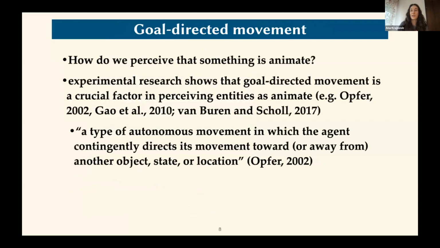Then how do we perceive that something is animate? Experimental research in psychology shows that goal-directed movement is the crucial factor of perceiving entities as animate. Several experiments, for example, show blobs moving in aimless and goal-directed ways. These kinds of experiments show that when people see a blob moving in a goal-directed way, then they give it certain animate features like intentionality, whereas if they're moving aimlessly, they're not perceived as animate. And this goal-directed movement is an autonomous type of movement where the agent directs itself towards a goal.